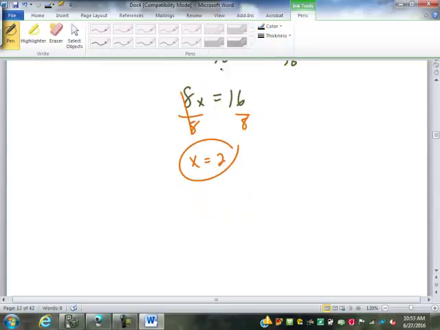So now, let you guys try. 3 over 4 equals 15 over y minus 3.